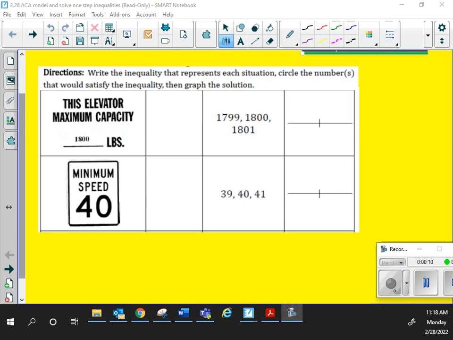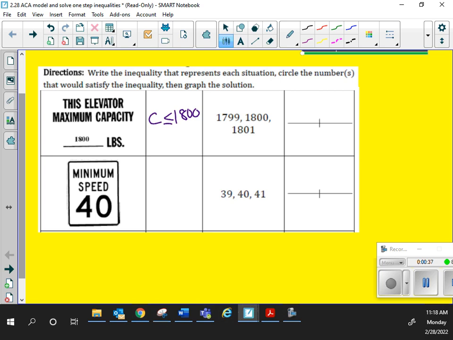Okay, on this first one, we're going to compare our variable to what in this problem? We're going to compare it to 1800. So first you ask yourself, can it be equal to 1800? Yes, it can. So it's going to have that line. But then does it have to be over, or less than? It has to be less than. Very good. So that's your inequality.